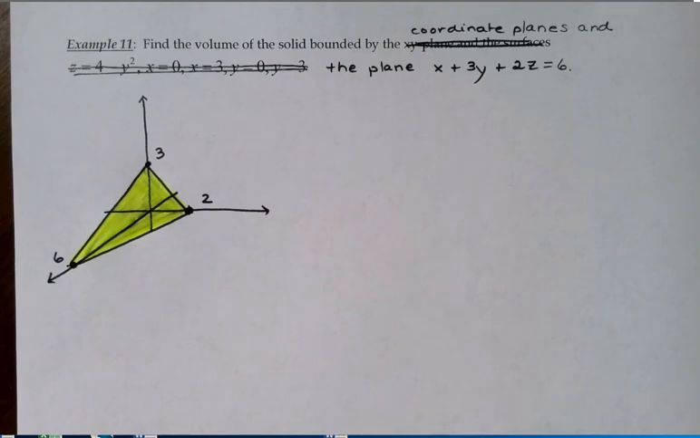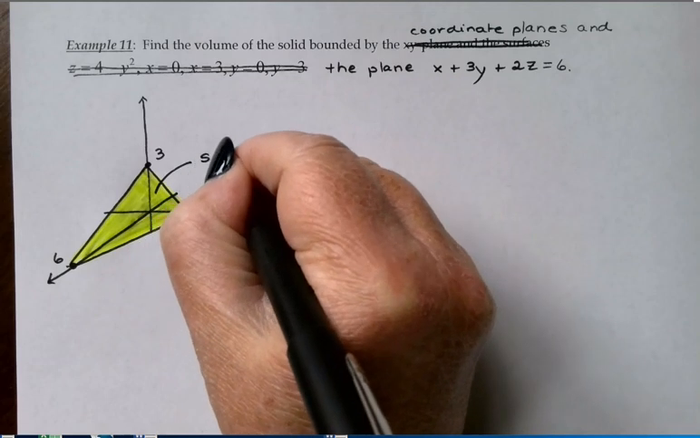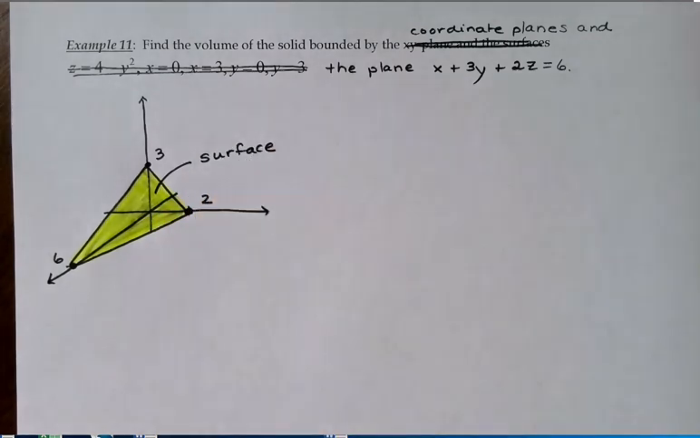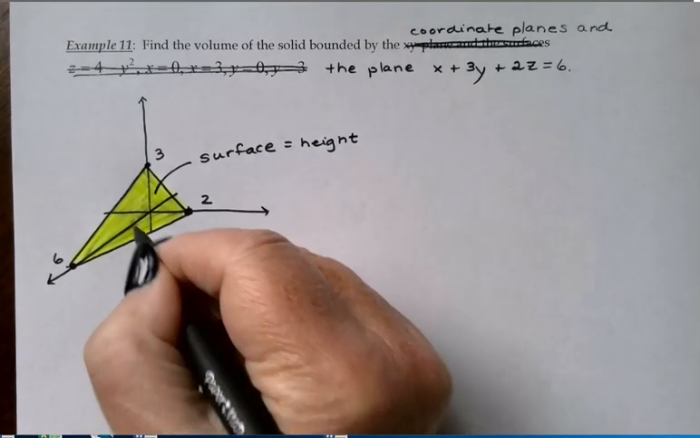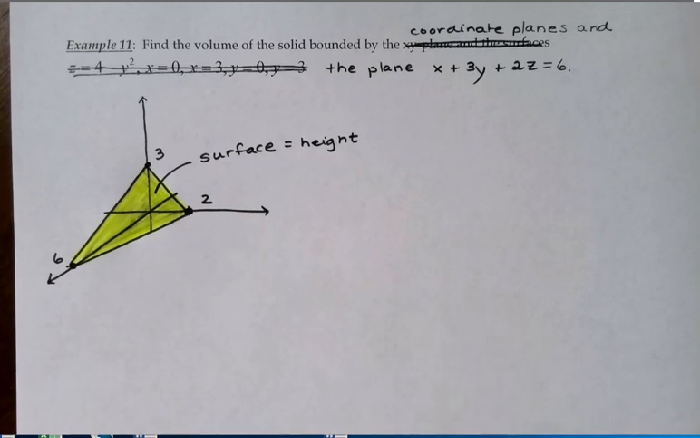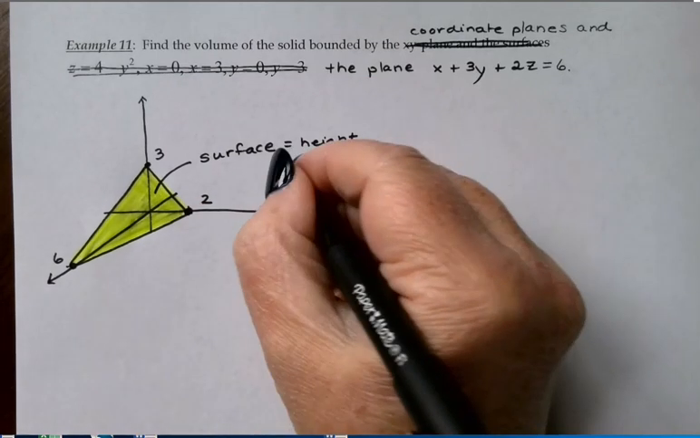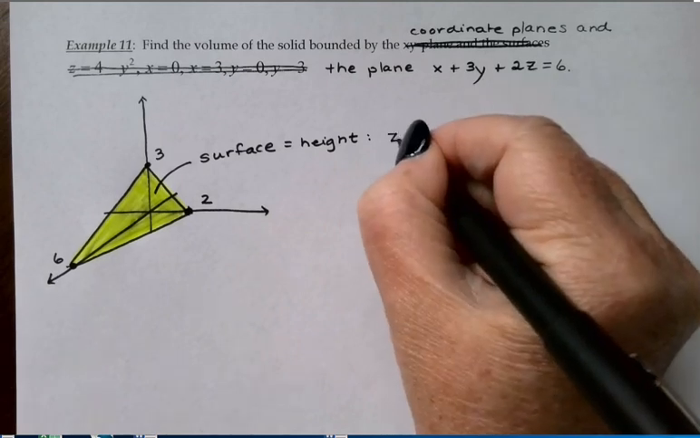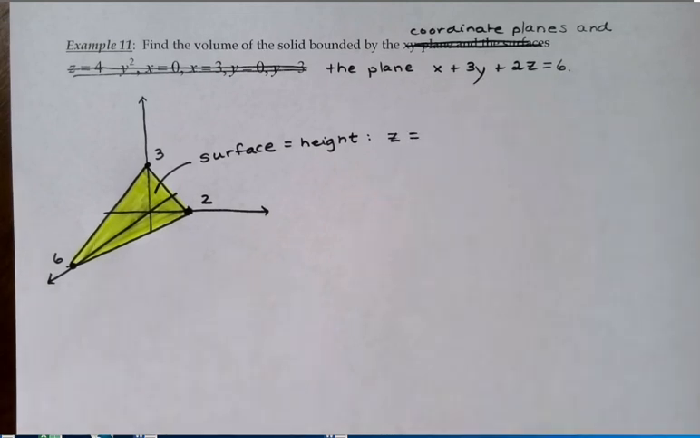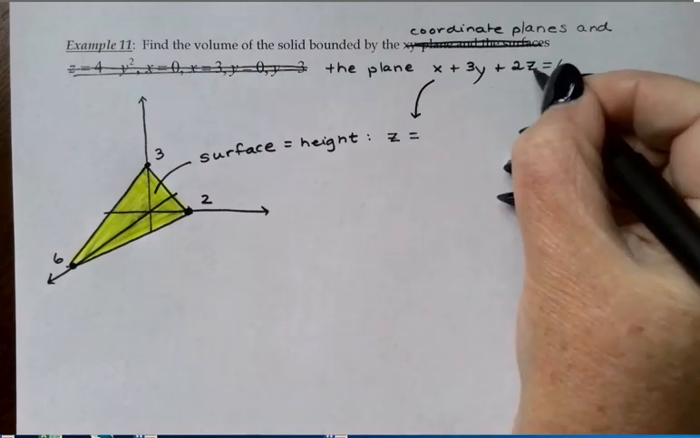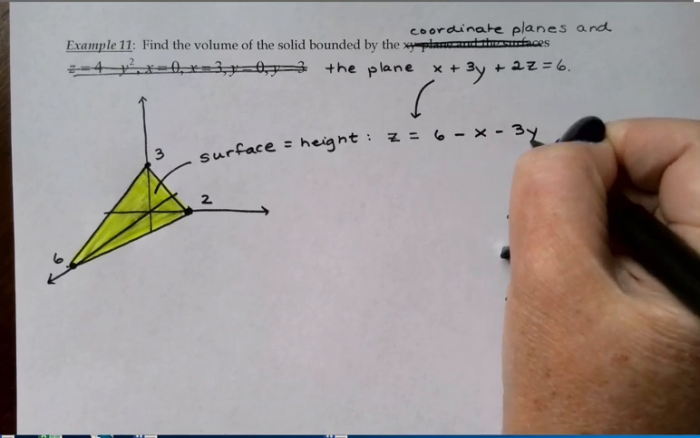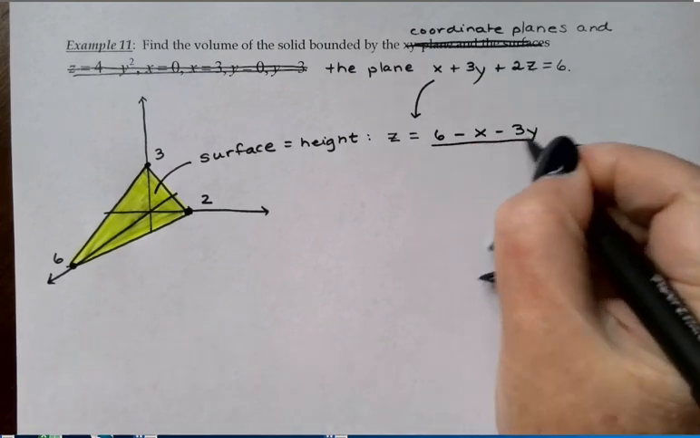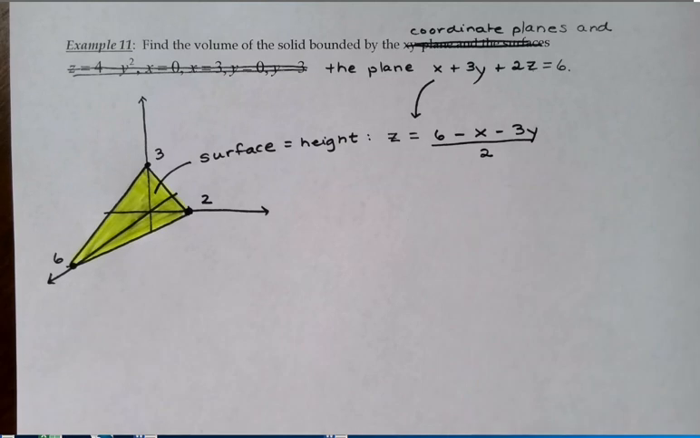All right, that surface is actually going to end up being my height function. That's how tall little columns would be coming off the xy plane. And in order to actually accurately describe those, I'm going to want to take that equation and solve it for z. So to get z by itself, I would have 6 minus x minus 3y, and then I'd have to divide by 2. And I'm just going to leave it like that. All right, that'll be the height function.